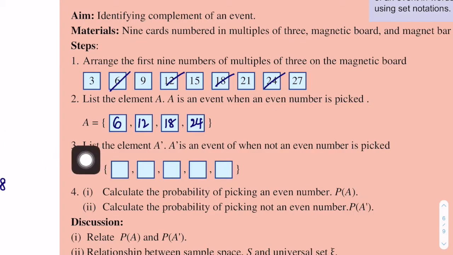Next, list the elements of A prime, where A prime is the event when an even number is not picked. So A prime is the set that is left after we pick the even numbers. Let's write A prime. So we have 3, 9, 15, 21 and 27.